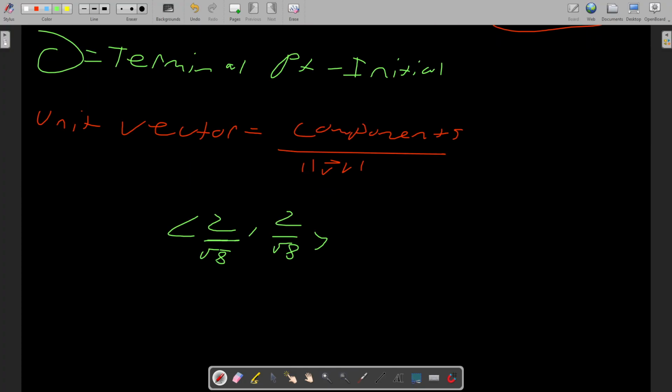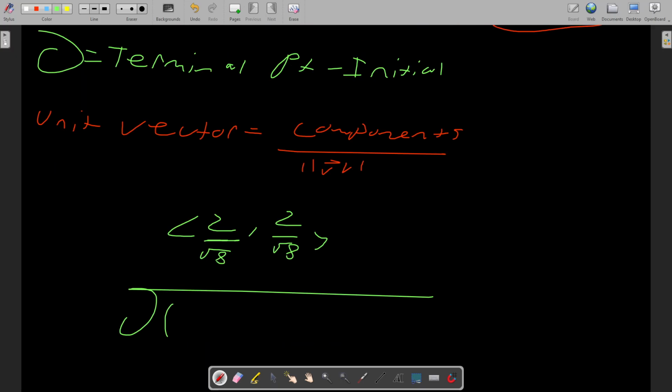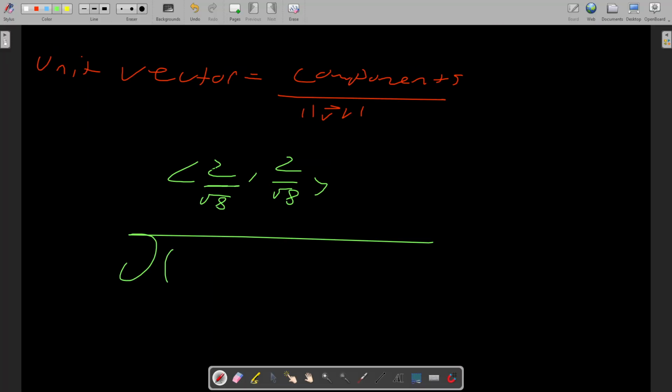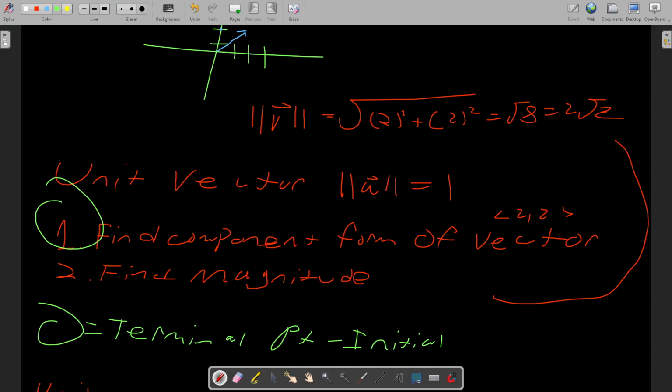And so you'll find that when you use the distance formula for this, you'll get the square root of, oh, by the way, since this starts at the origin, when you use the distance formula, you'll be doing 2 over the square root of 8 minus 0. So that's another reason to use component form. So we'll have 2 over the square root of 8 squared, which is just 4 over 8, plus the same thing, and then we'll get the square root of 8 over 8, which equals 1. All right, so you'll see that that is what a unit vector is.